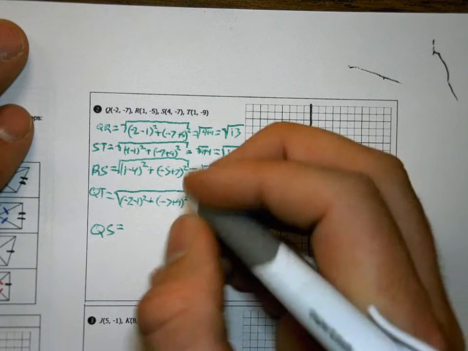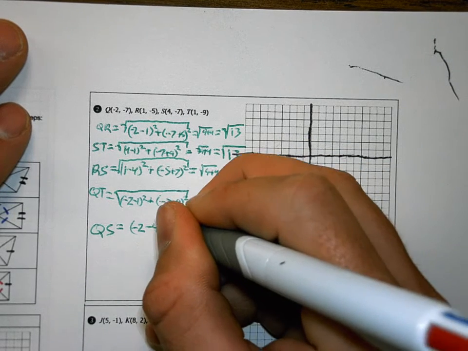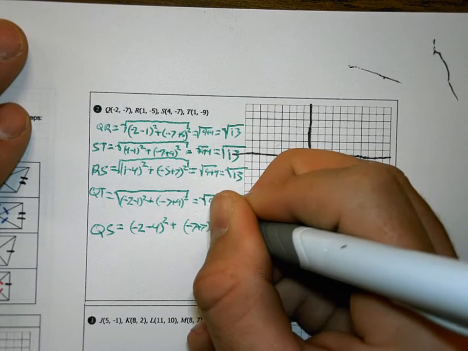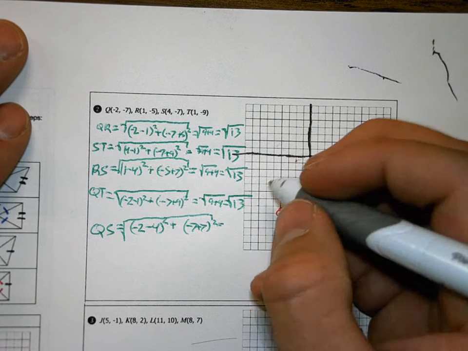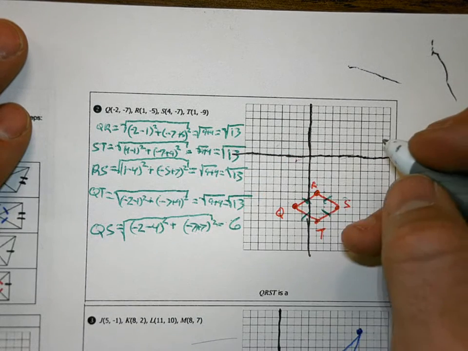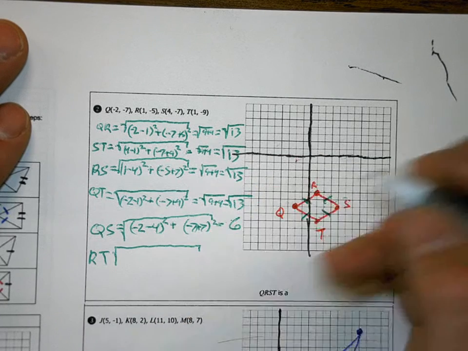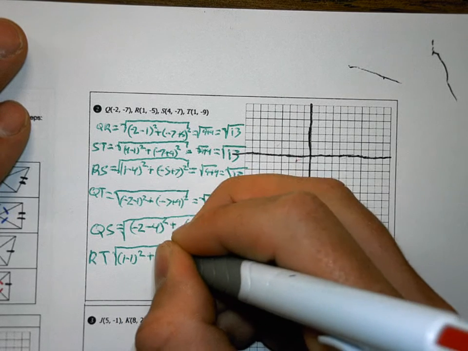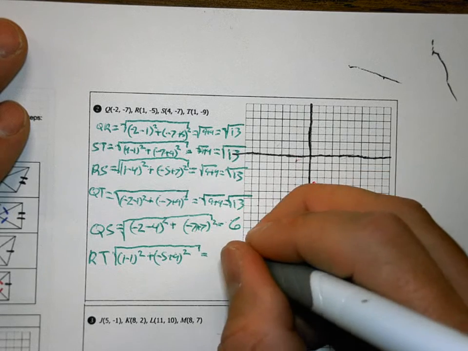QS, -2 minus 4 squared plus -7 plus 7 squared. You're going to come out to 0 here and 36, and the square root of 36 is 6. Let's check RT. 1 minus 1 squared, -5 plus 9 squared. I'll get the square root of 16, and the square root of 16 is 4.